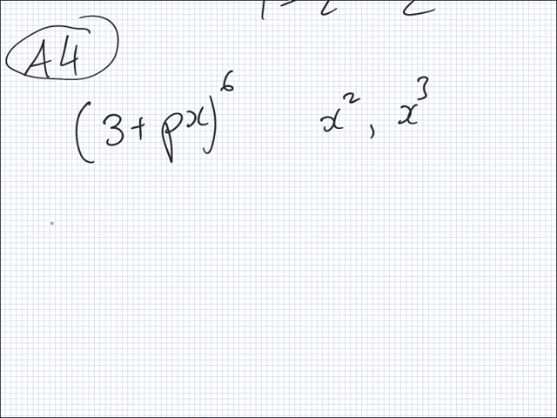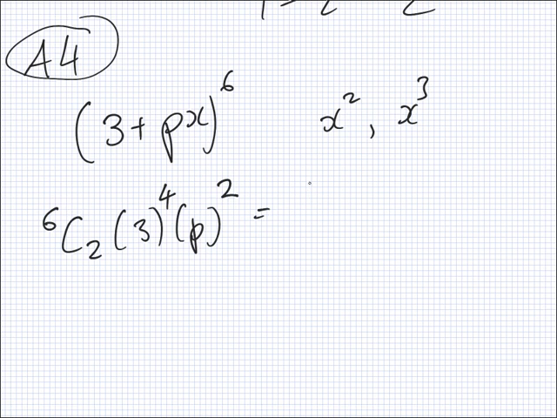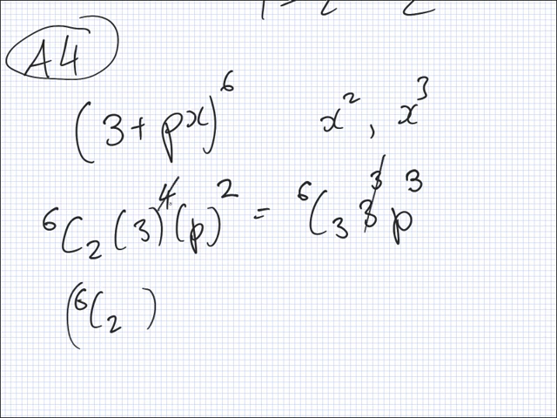So the coefficient of the x squared term is 6C2, 3 to the power 4, p squared. That's the same as the coefficient of the cubic term, 6C3, p cubed, 3 to the power 3. Right, well, let's clean this up a little bit. So you can divide by p squared. You can cancel that with that, and you can cancel that with that. So you're left with 6C2 times 3 over 6C3.